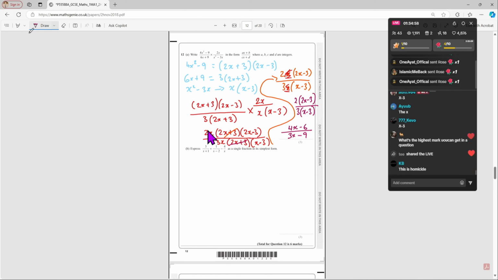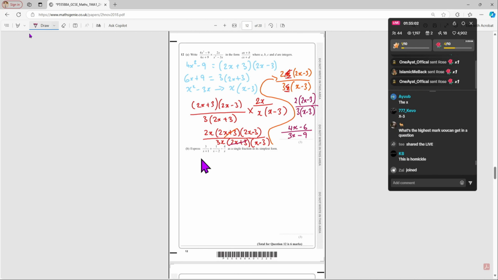So, part B, you have to express 3 over x plus 1 plus 1 over x minus 2 minus 4 over x. So what we have to do is find the common denominator, okay? To find the common denominator, we multiply all of those denominators together. So we're going to multiply all of them together.